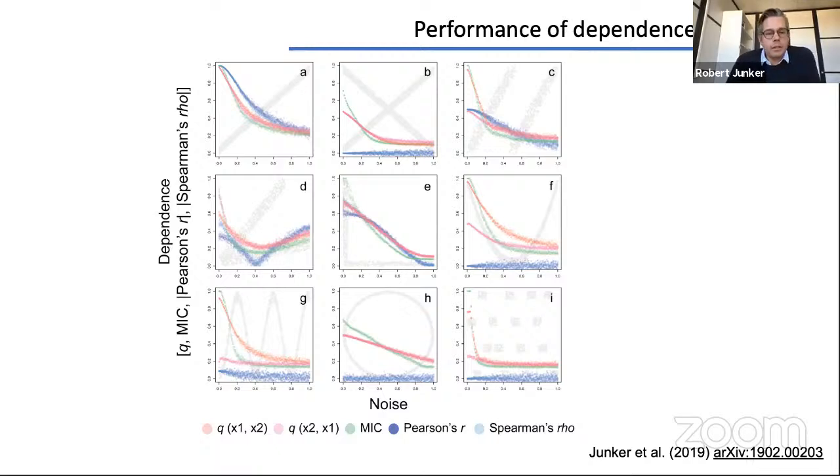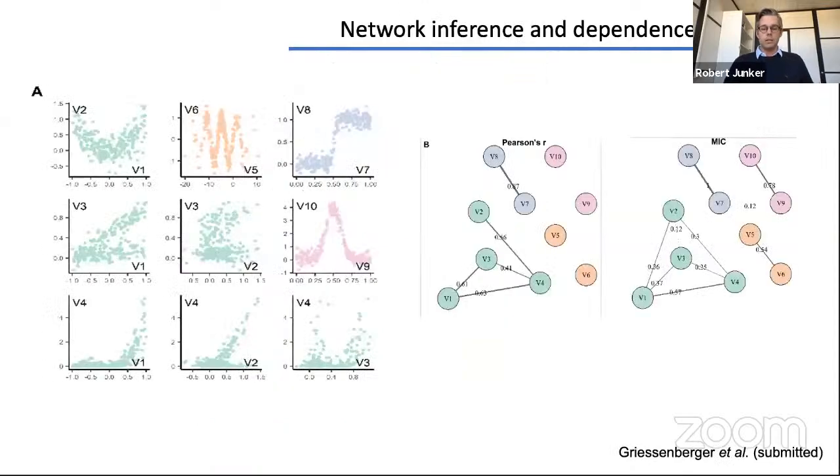As you see here, we did this with a number of different examples. QAD is the only one detecting this direction or this asymmetry, but otherwise it performs equally well as Pearson and Spearman in a linear or monotonic case, and also similar to MIC in these situations. So QAD is well performing. It's comparable to Pearson's R and Spearman's Rho, but it gives you the additional information on the direction and the asymmetry of dependence. So we also tried to use these dependence measures in network inference.